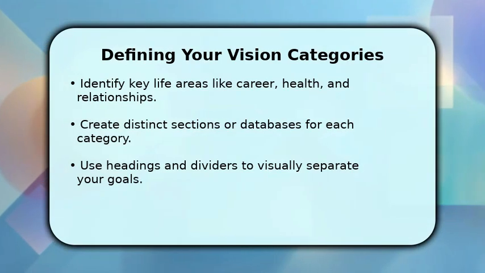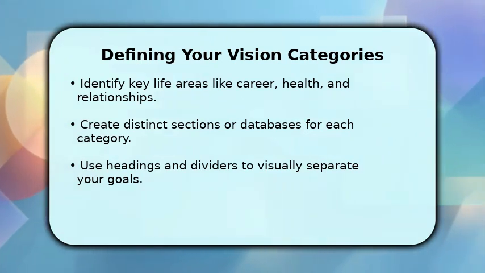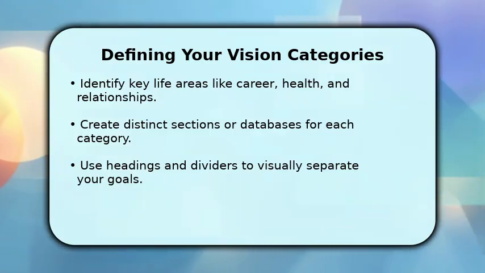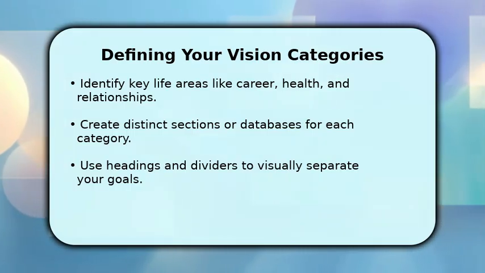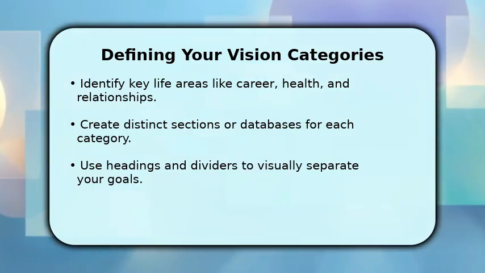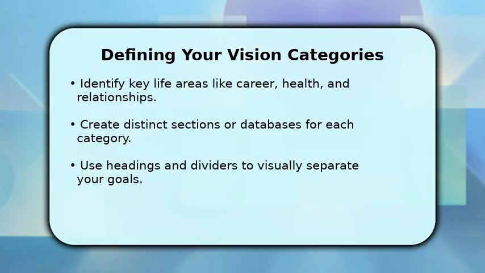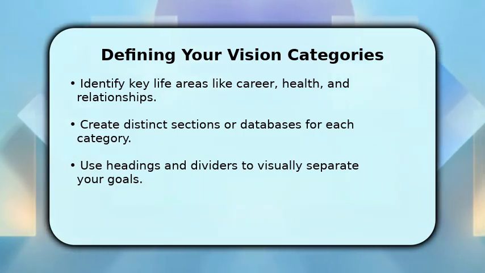Now, let's define what truly matters to you. Think about the major areas of your life, such as career aspirations, health and wellness, personal growth, or relationships. Create dedicated sections for each of these categories within your Notion page. You can use simple headings or even linked databases for more complex goal tracking. Visually separating these areas helps maintain clarity and focus on your diverse objectives.